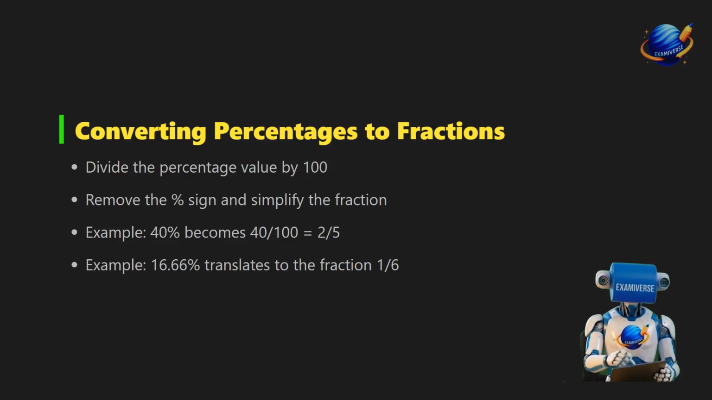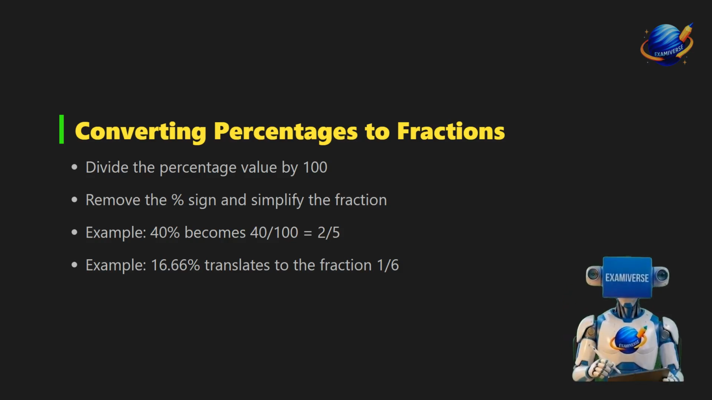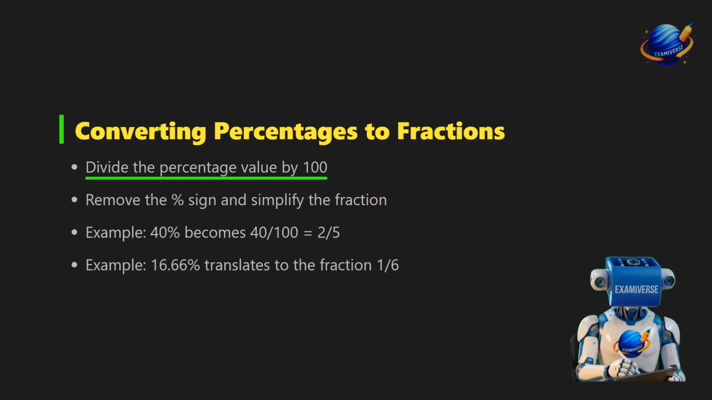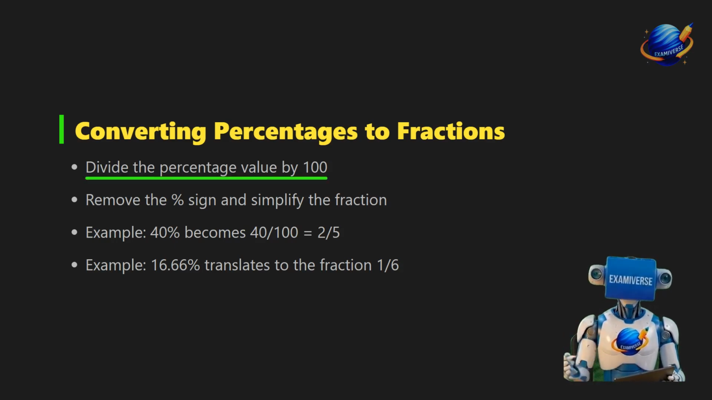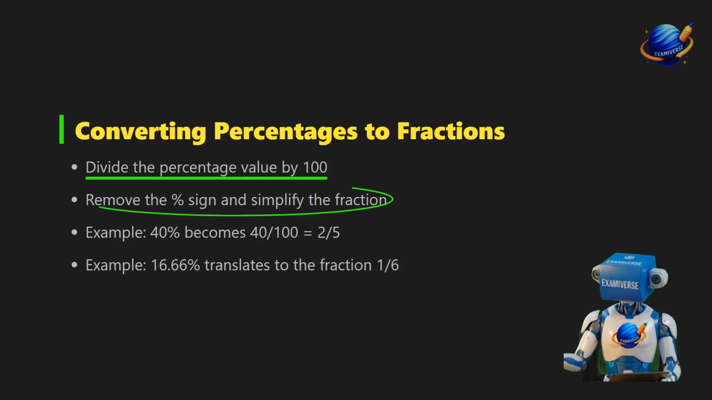Let's flip the script and look at the reverse process. Converting percentages back into fractions is just as important, especially when dealing with complex data interpretation questions. To do this, you simply divide the percentage value by 100. Once you divide, you remove the percentage sign and simplify the resulting fraction to its lowest possible terms.